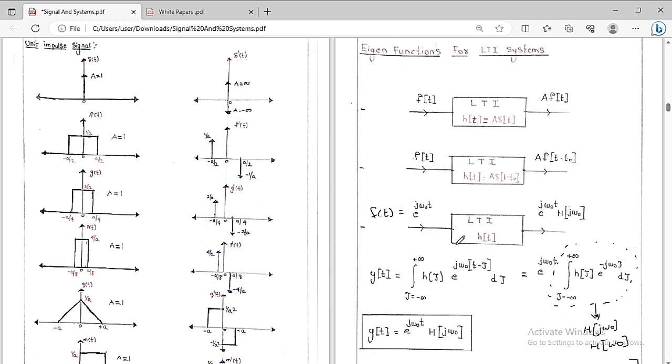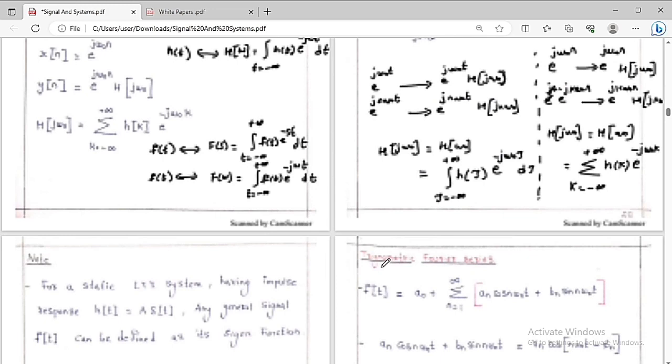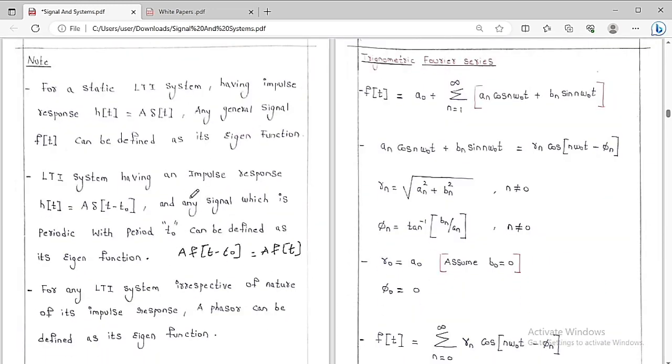Therefore we can say that the phasor terms, the exponential terms, are called the eigenfunctions for this system. So this is what we conclude. These three points are very important, and they are obtained from that concept. So always keep these things in your mind.